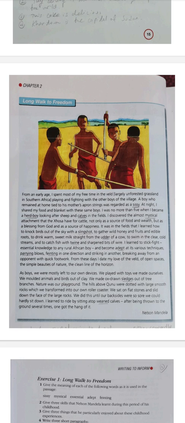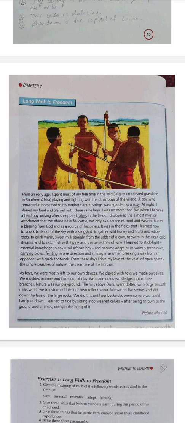I discovered the almost mystical, the almost magical, religious, spiritual attachment that the Xhosa have for cattle, not only as a source of food and wealth, but as a blessing from God and as a source of happiness. It was in the fields that I learned how to knock birds out of the sky with a slingshot, to gather wild honey and fruits and edible roots, to drink warm, sweet milk straight from the udder of a cow, straight from the breast of a cow, to swim in the clear, cold streams, and to catch fish with twine and sharpened bits of wire. Twine is like a strong string, basically, and sharpened bits of wire.